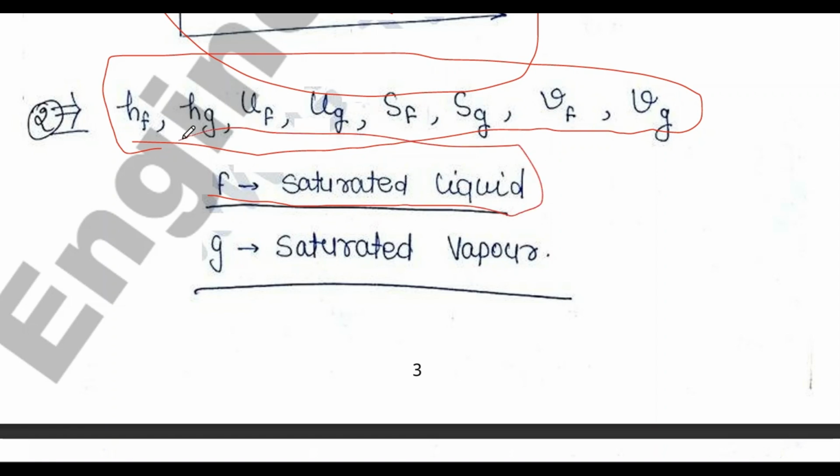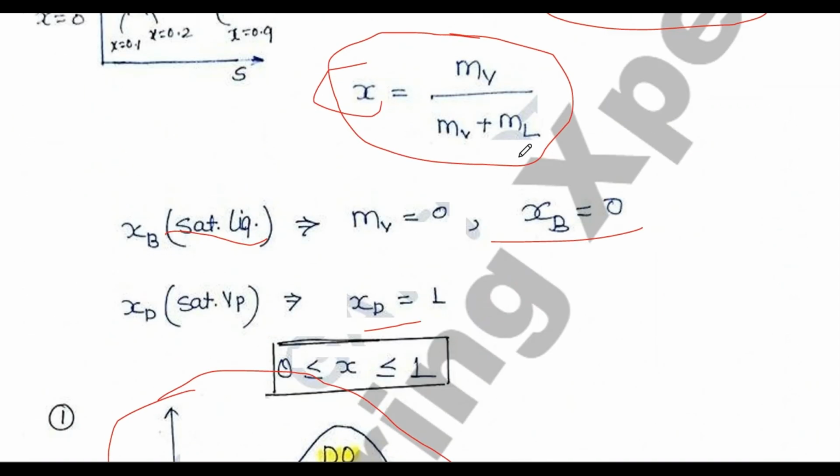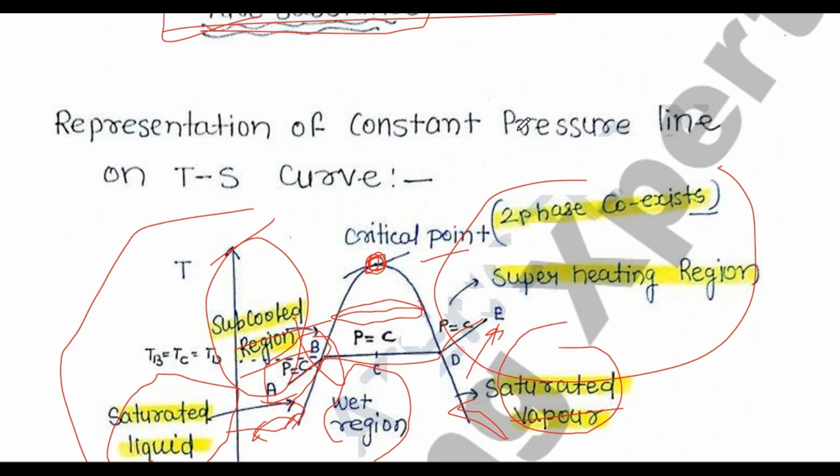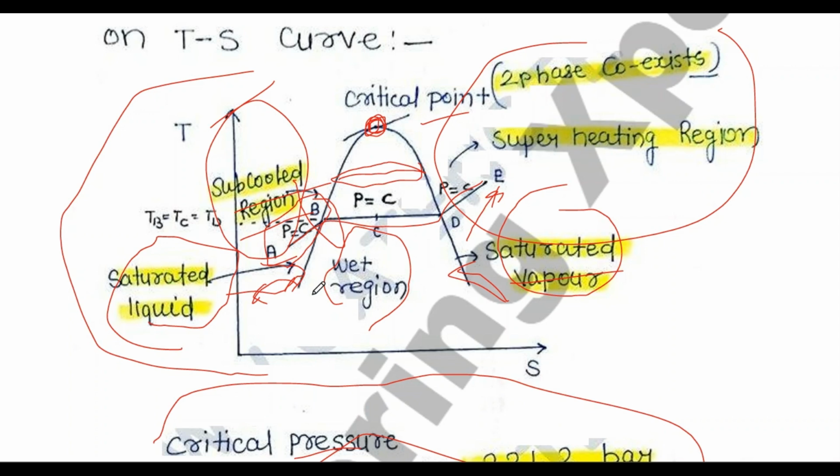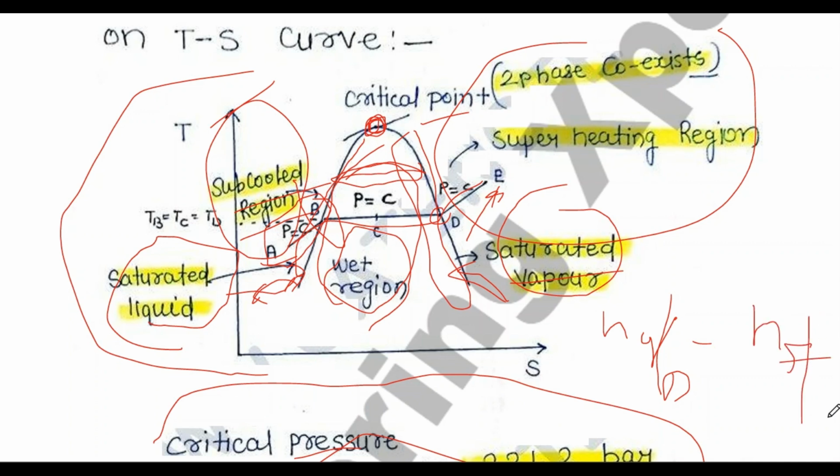One point to be noted is F here is saturated liquid and G here denotes the saturated vapor. So whenever we talk about F in the subscript, it means that it is on this line, the saturated liquid line. And whenever we talk about G, it is about this line. And HFG is the difference here. So HG at point D minus HF at point B, we are talking about point D always, will be equivalent to HFG.